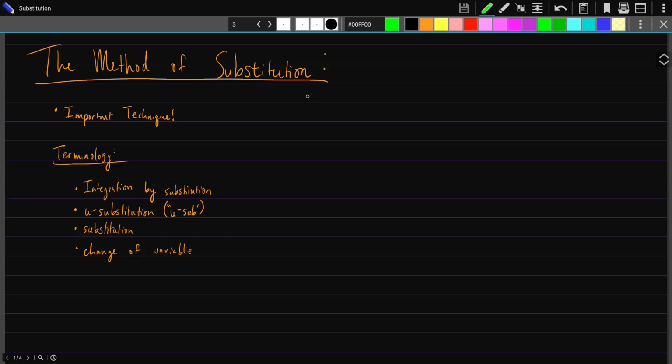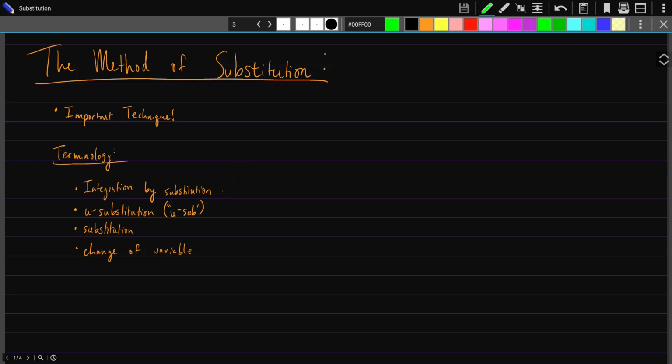This is as ubiquitous as the chain rule is for derivatives. The method of substitution is for integrals. So first, I want to go over some terminology, and then we'll do an example, and I'll tell you what I actually mean by the method of substitution. But first, I want to tell you that integration by substitution is known by some other names.